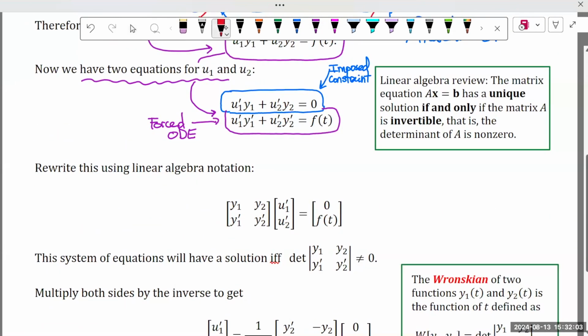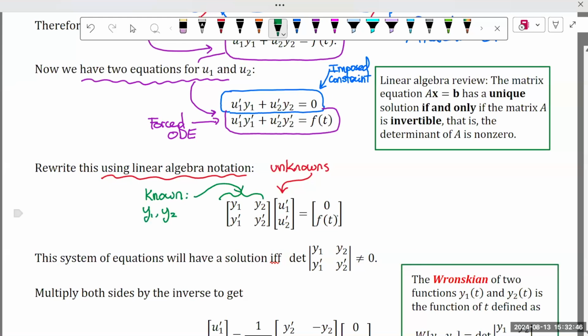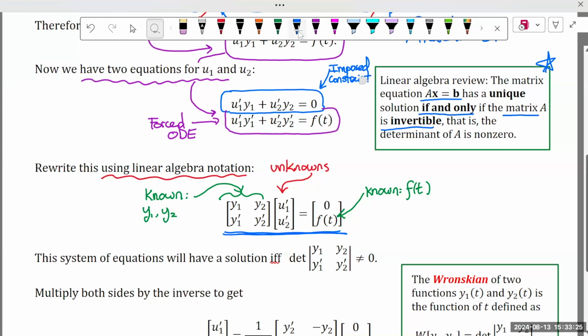Let's rewrite these equations in matrix form. Putting our unknowns u1 prime and u2 prime into the unknown vector, we have a matrix of known values made up of y1 and y2 and its derivatives. We also know the right-hand side f. Now, when will this system have a unique solution vector? Remember from linear algebra that when you're looking at a system AX equals B, it has a unique solution if and only if the matrix A is invertible. That means that the determinant of that matrix A has to be non-zero.